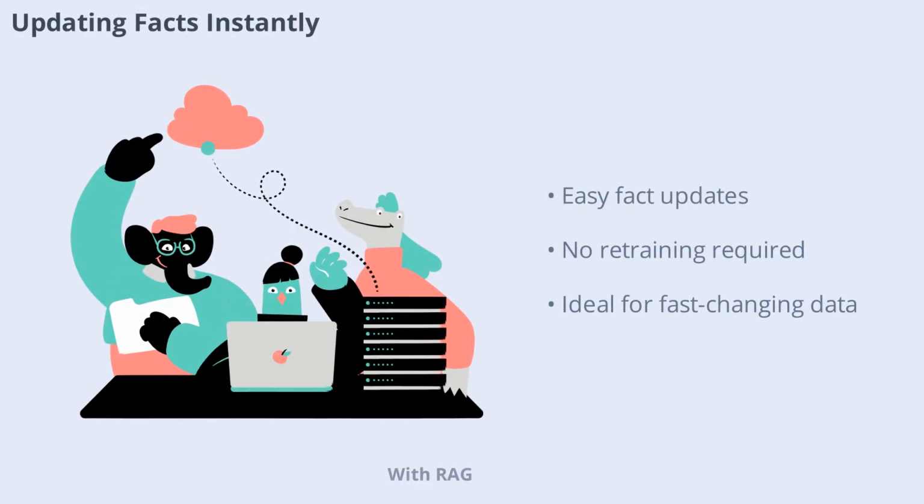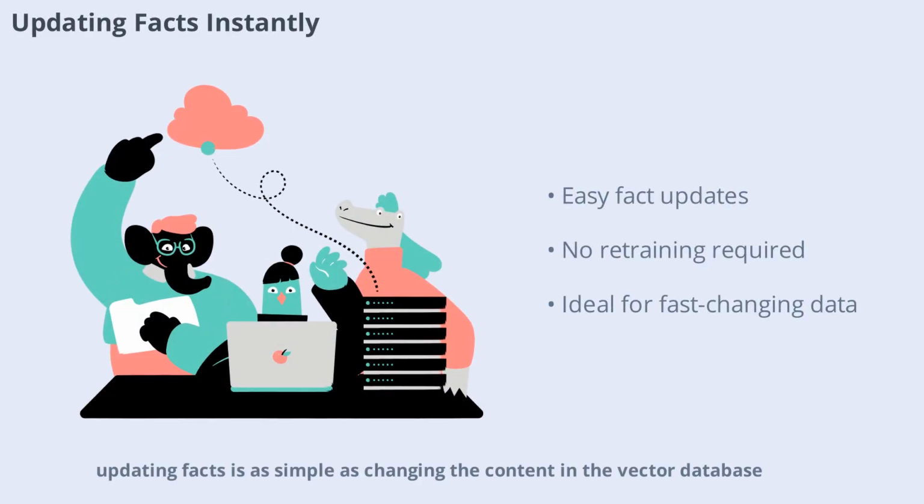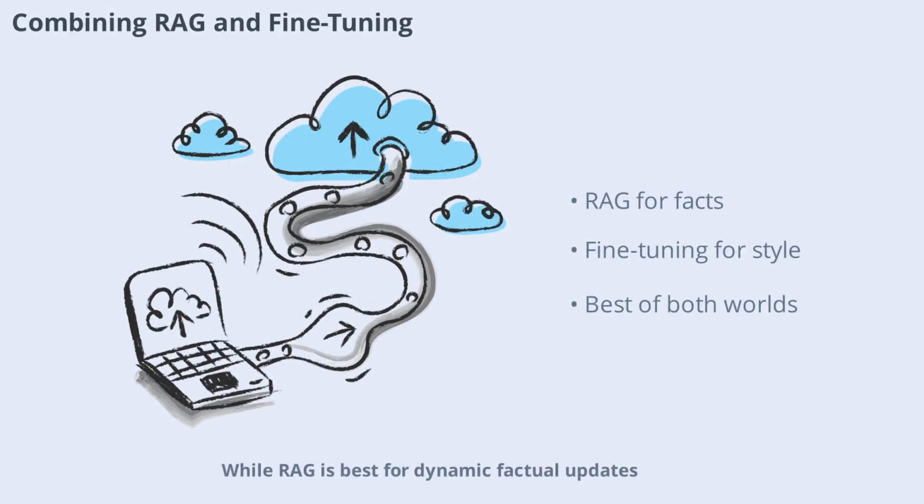With RAG, updating facts is as simple as changing the content in the vector database. There's no need for expensive and time-consuming model retraining. This makes RAG ideal for environments where information changes frequently, such as news, finance, or policy. While RAG is best for dynamic, factual updates, fine-tuning is useful for teaching a model specific styles, tones, or specialized vocabularies. Combining both approaches allows you to build AI agents that are both knowledgeable and contextually appropriate for your domain.